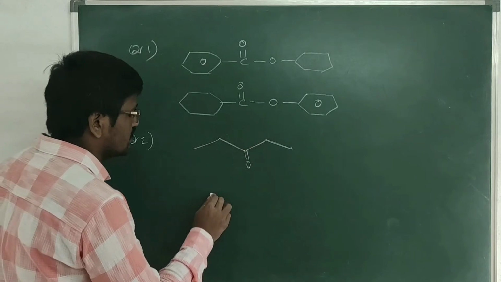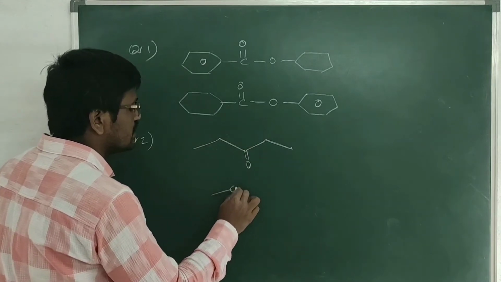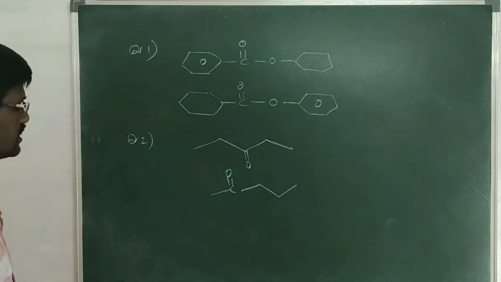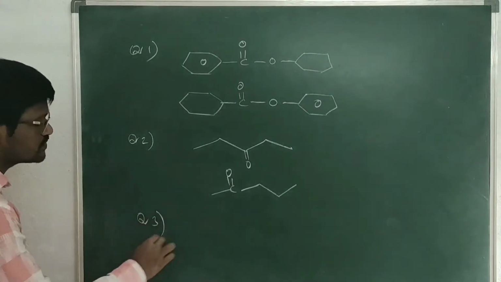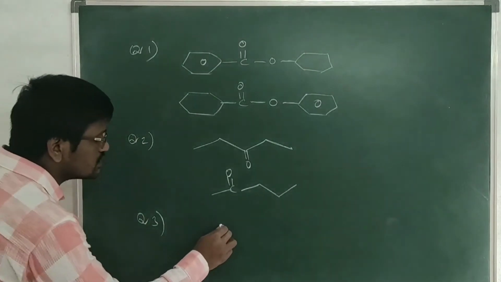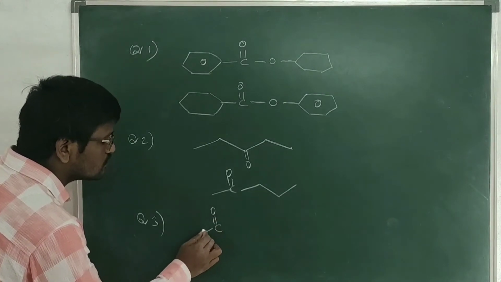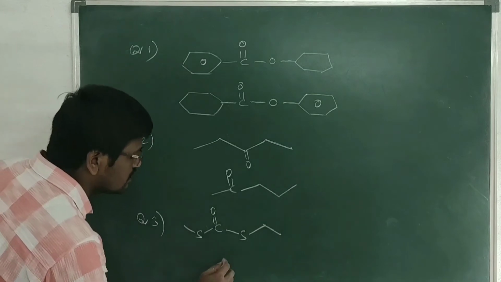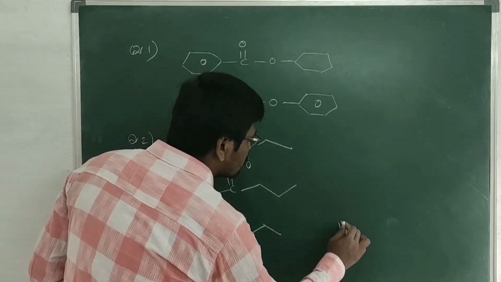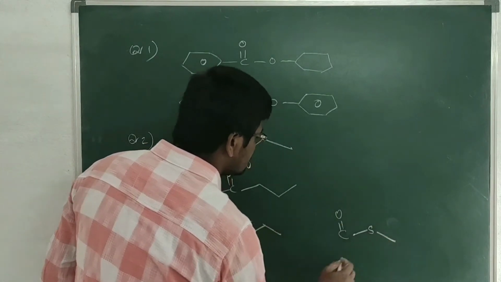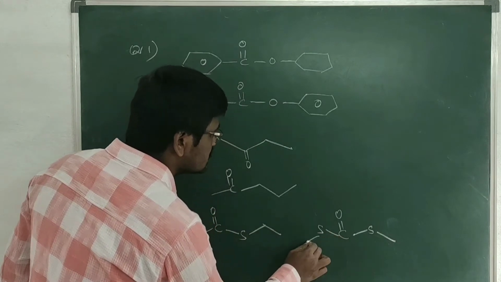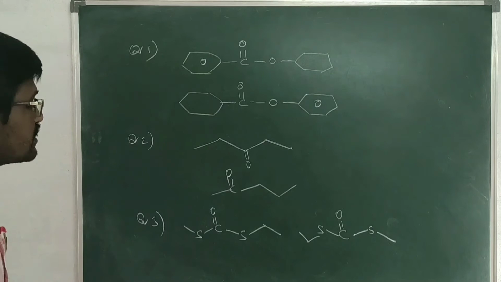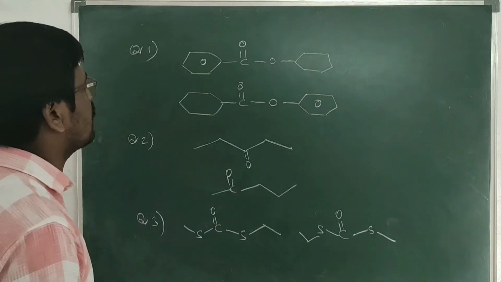And question number 2, methyl propyl ketone we are taking. This is question number 2. And question number 3 is C double bond O, methyl, this is S, this is ethyl. And C double bond O, this is methyl, this is ethyl. Okay. So we have to find out whether these isomers are metamers or not.